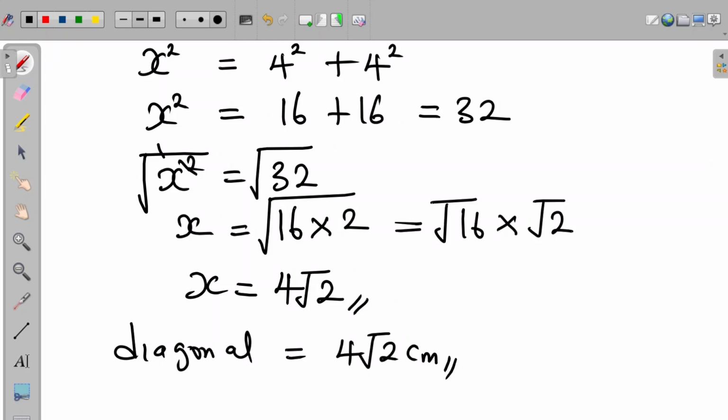Now we have some questions on the perimeters of a square. Let's now tackle the area of a square.